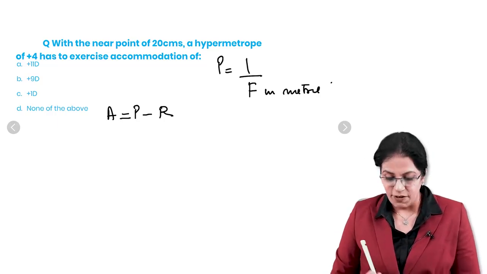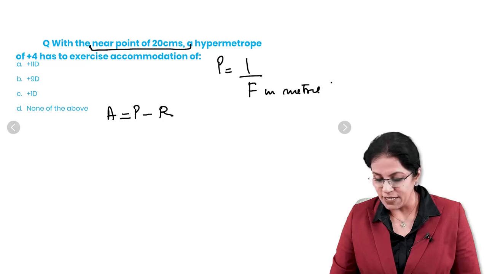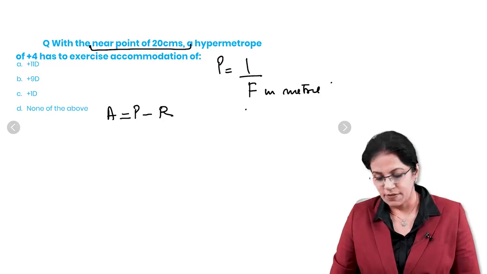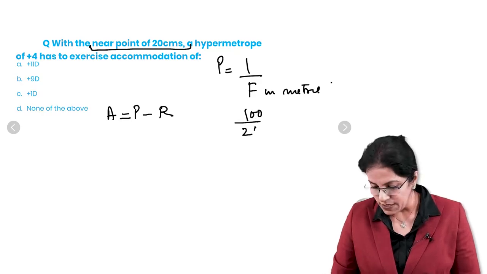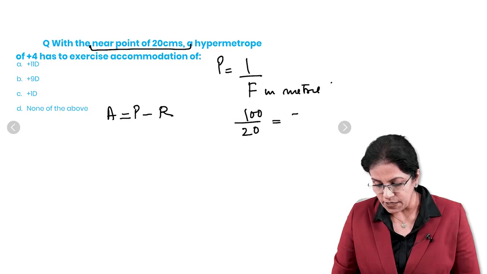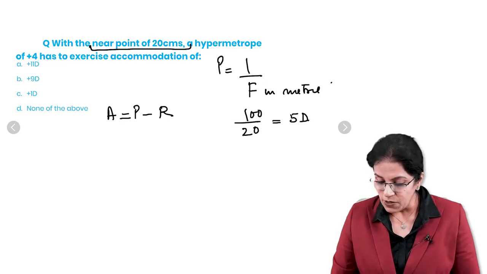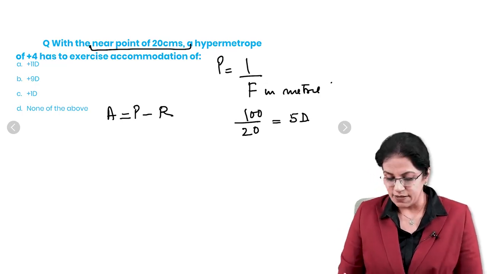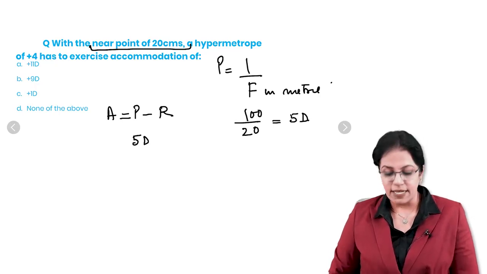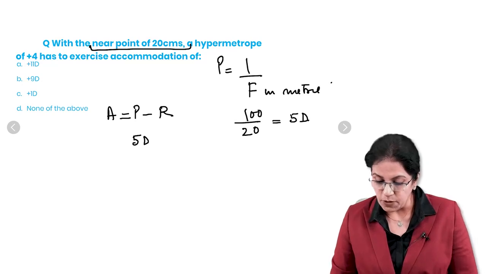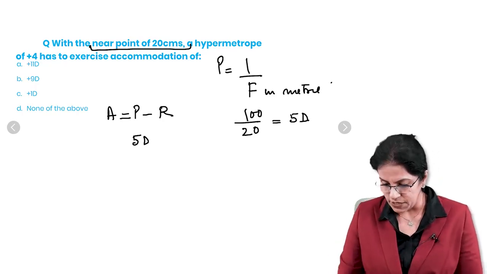Now let's solve it. When you say the near point of 20 centimeters, what is the power at the near point? Power is 1 upon 20 in meters, so it becomes 5 diopters. So 5 diopters is the power P value. He is asking what is the amount of accommodation exercised, that means the question is about the amplitude of accommodation.